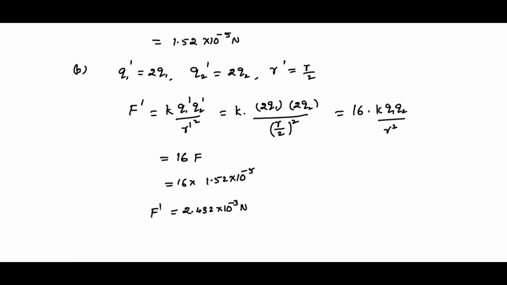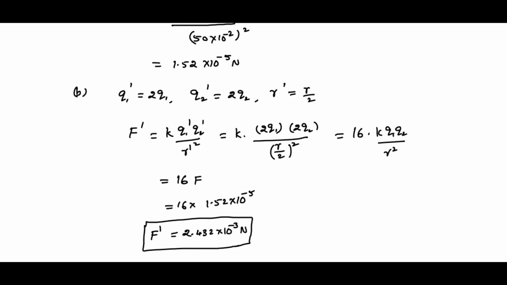So F dash, the new force of repulsion when the two charges are doubled and distance is reduced to half, became 16 times the initial force. So these are the solutions of the above questions.